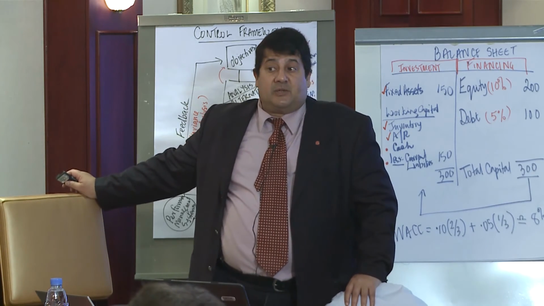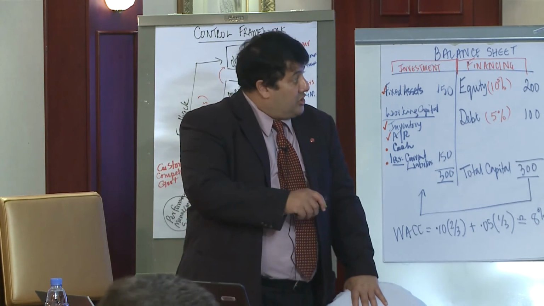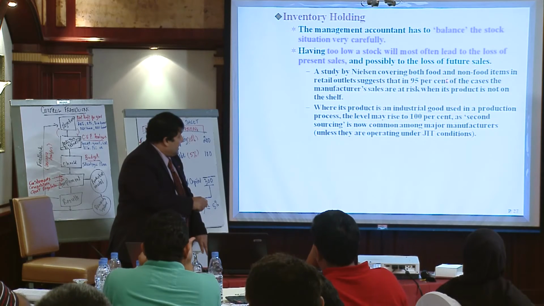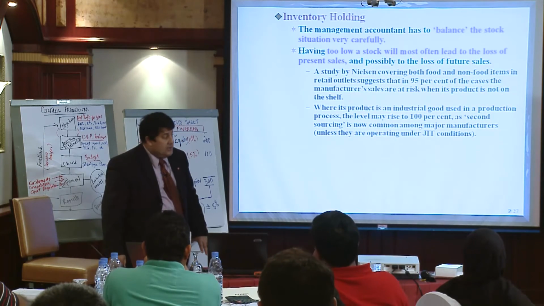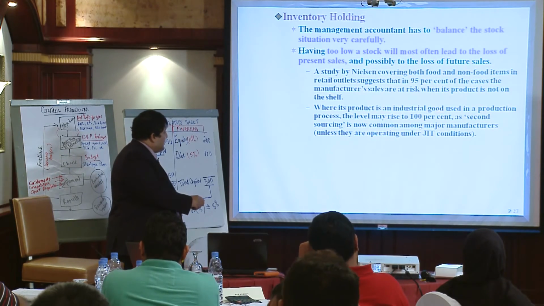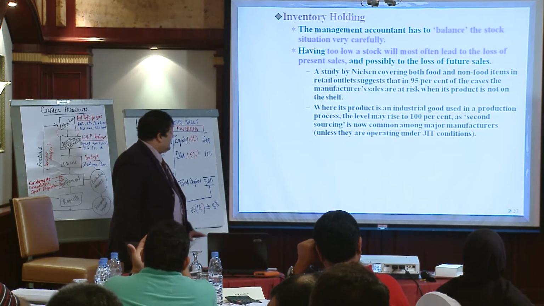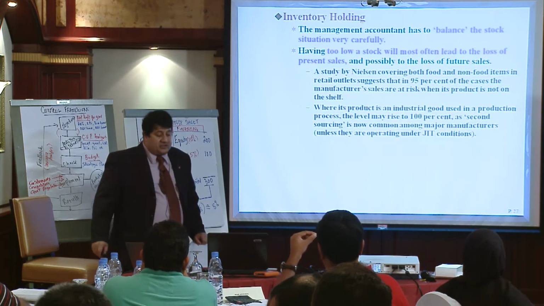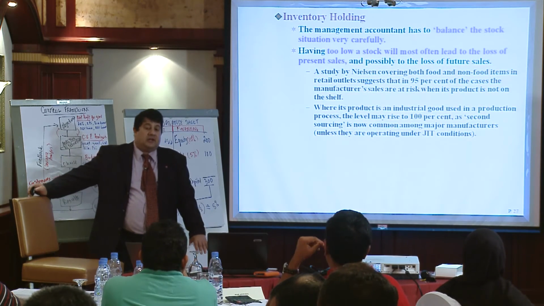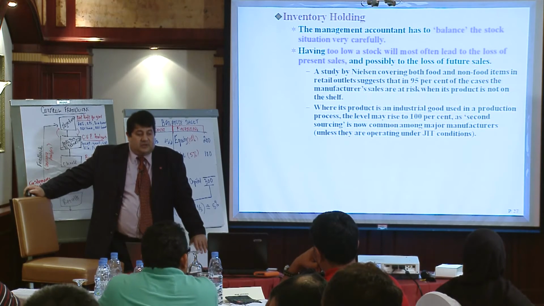So that's exactly the situation with Suave. If it is not on the shelf, 95% of the time they're not going to buy your product. And where the product is an industrial good used in the production process, the level may rise to 100%, as a second source is now common amongst major manufacturers unless they are operating under JIT conditions.